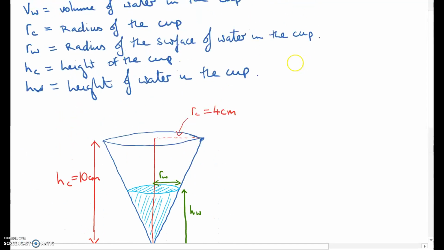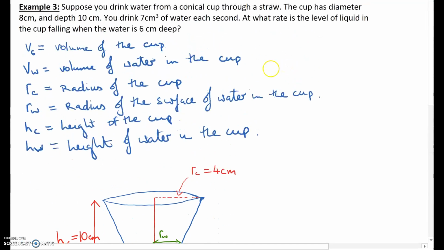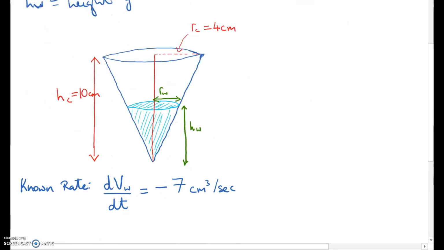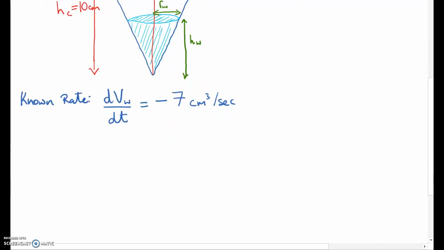The desired rate, and I'm sorry for having to scroll up and down all the time, but the desired rate, at what rate is the level of liquid in the cup falling when the water is 6 centimeters deep? So in other words, the level of liquid, the height of liquid, the depth of the liquid, and that quantity we've called HW. Okay, so that's what we want to find. We want to find how quickly the height or the depth of water in the cup is changing. So dHW dt, that's what we're looking for.